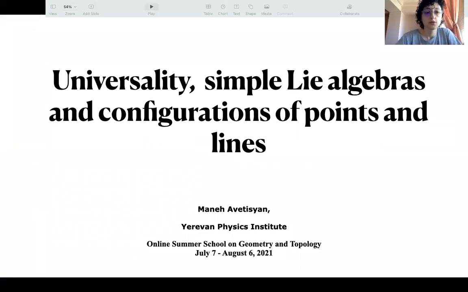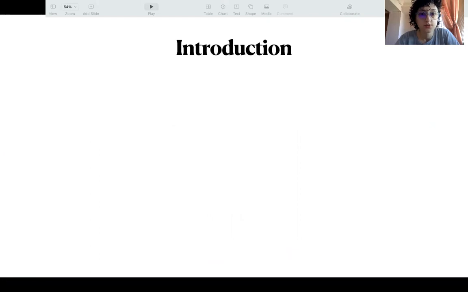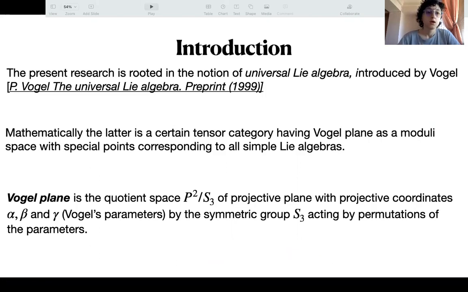Okay, I'll be talking about the universality, simple algebras, and configurations of points and lines. I hope the talk will be interesting, and let's start. My present research is rooted in the notion of universal simple algebra, which is a certain tensor category, which has the Vogel plane as a moduli space with special points corresponding to all simple algebras.